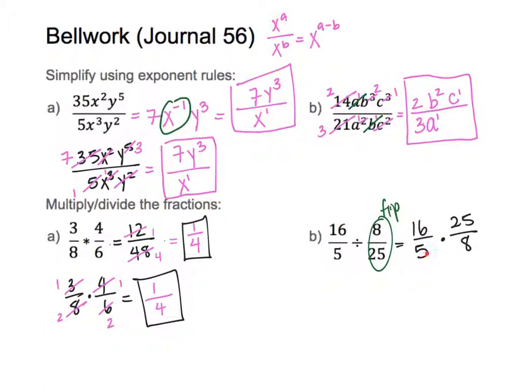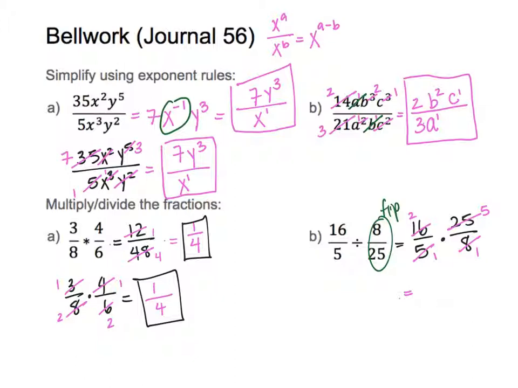16 and 5 don't have anything in common. 25 and 8 don't have anything in common. So then you want to look diagonally and see if they have any common factors. Like 16 and 8, 8 can divide into 16 2 times, and 8 can divide into 8 1 time. For the 5 and the 25, 5 divides into both. So 5 can divide into 5 1 time, and 5 can divide into 25 5 times.